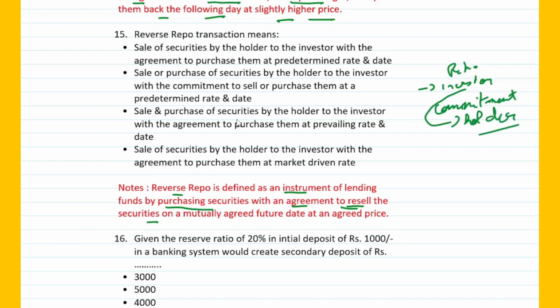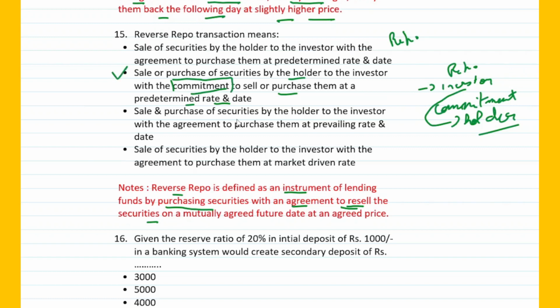Fine. Again, the rate would remain the same because it is a predetermined rate and date, right? So reverse repo transaction means sale of securities by the holder to the investor with agreement to purchase them at predetermined rate and date. That is repo. This is something we have already done in the last question. The second option is sale or purchase of securities by the holder to the investor with the commitment to sell or purchase them at a predetermined rate and date. So basically, when the word commitment is used, in that case, it becomes a reverse repo transaction. So this is the correct answer.